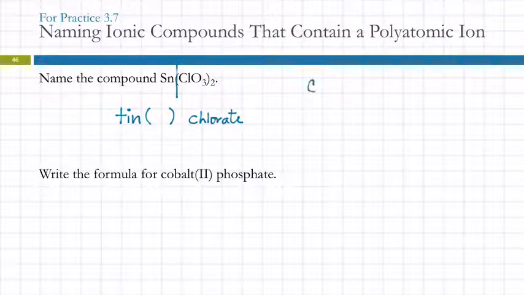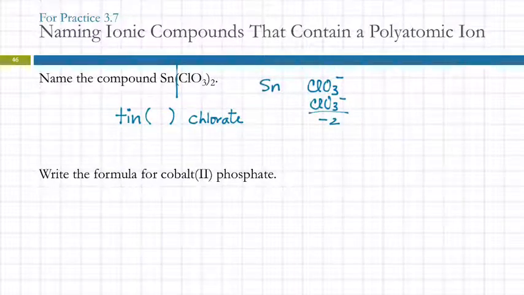Now we got to look at charges. So ClO3, we need to know the charge on that. It's -1. And then we've got this tin. We don't know what the charge is. We have 2 of these. So from the anions, we have a total of -2 charge. There is only 1 cation. We need a total of +2 charge, and so all of that must be on the 1 tin ion. +2 charge, Roman numeral 2. Questions?